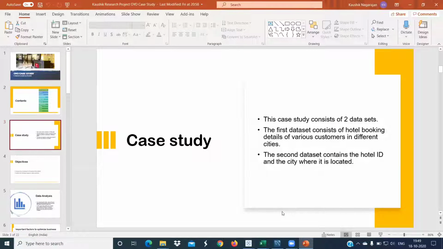So this slide basically gives us a brief info about the case study. So this case study consists of two data sets, as I told before. The first data set consists of the hotel bookings of various customers, that is the hotel details, when they booked, the price, the discount, the rate, and etc. The second data set contains the hotel ID and the city where it is located.